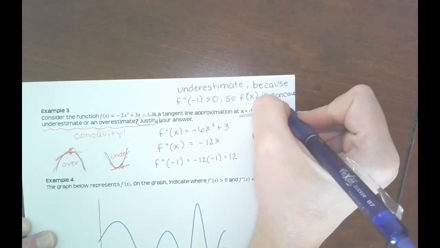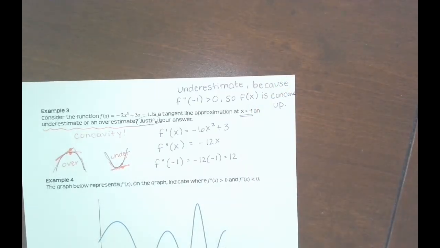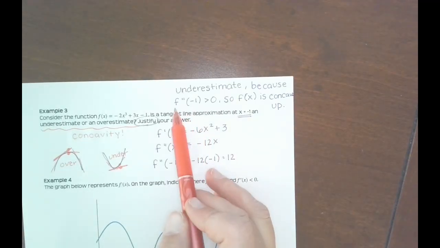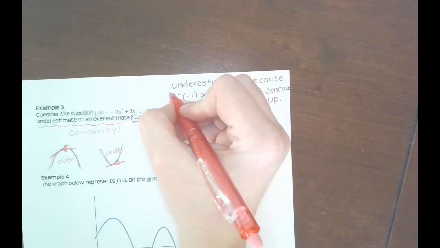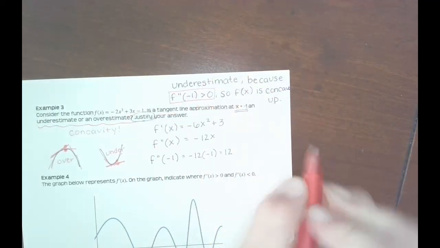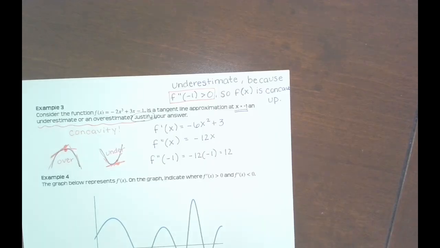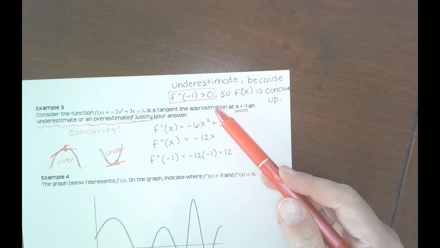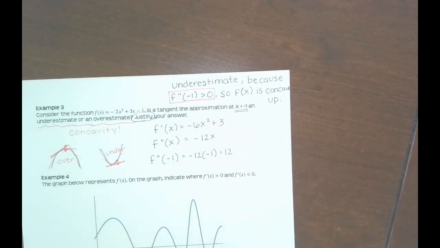Pretend that says concave up. That's my justification. I want to point something out here. Look at the way I wrote this specifically. That is a very concise, very condensed way to say what I just did here, right? That is the most efficient, most specific mathematical way to say this.